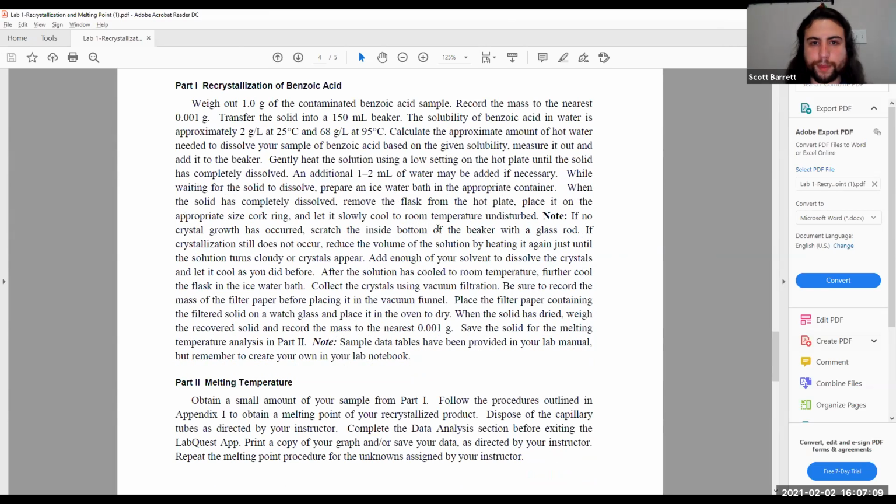So one tip that we can use is to scratch the bottom of the beaker with a glass rod in order to start causing the crystals to start precipitating out of the solution.